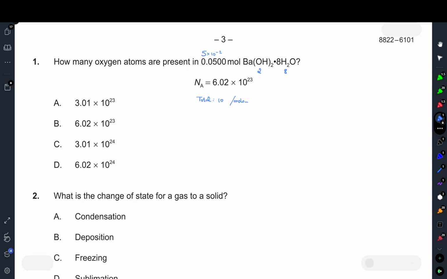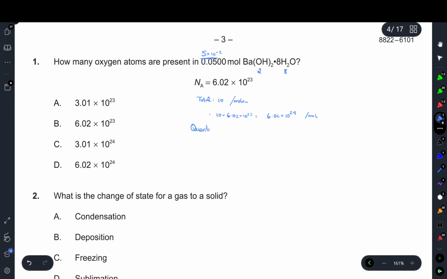So now let's calculate how much will be per mole. So that's 10 times 6.02 into 10 power 23, which is 6.02 into 10 power 24 per mole. So now let's see what happens when we turn this into the amount that we have, which is 5 to the power minus 2. For our quantity, we just multiply the number of moles by 10 to the power minus 2.